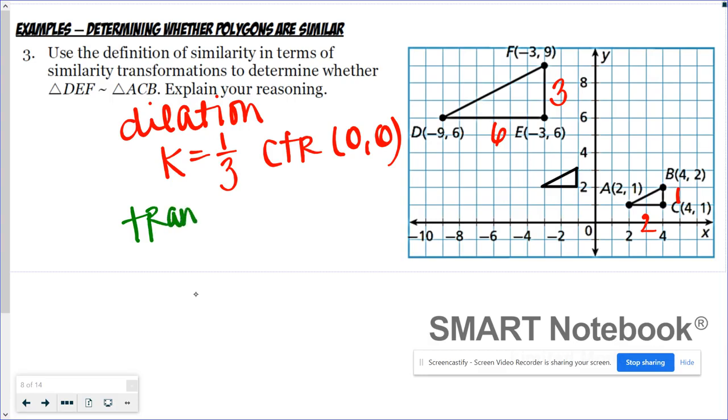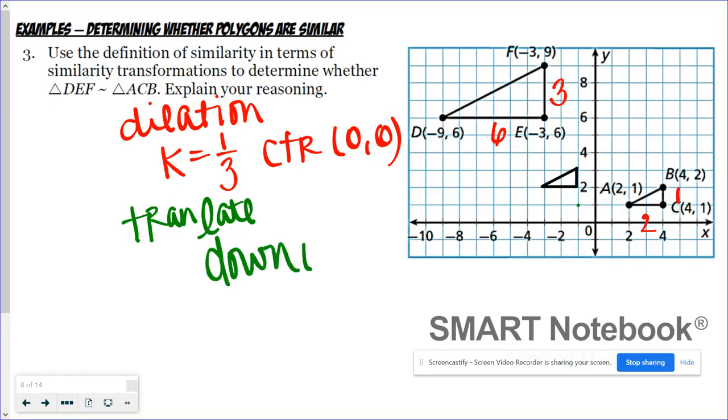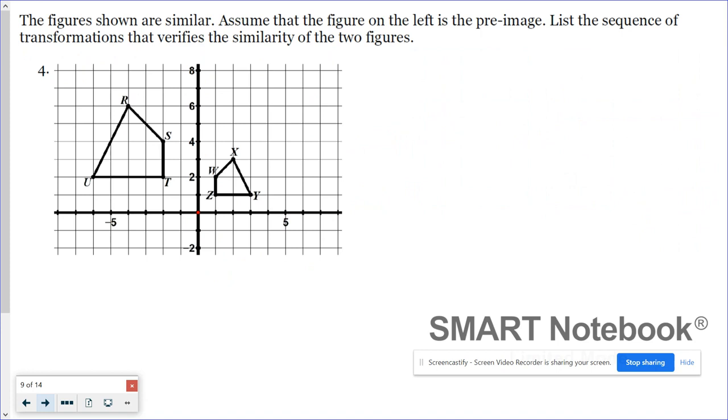So then in order to complete this similarity transformation, I would have to translate my new triangle D prime, E prime, F prime down and right. And so I'd have to go down 1, and then I'd have to go right 5. And that would map triangle DEF onto ACB. So they are similar to each other because I came up with a similarity transformation that maps triangle DEF right onto triangle ACB.